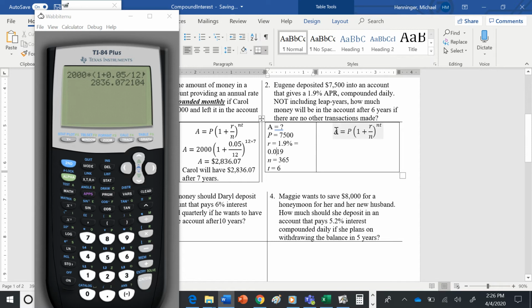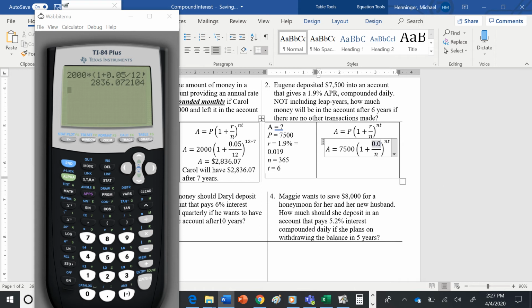Now we start out with the exact same formula. A equals P times the quantity 1 plus R over N, all raised to the NT. So I'm going to take that same formula and I'm going to Control C and Control V. So A is still what we're looking for, so that's not going to change. But the principal amount, the $7,500, that is going to change. That is his principal amount, so that's what we're going to put in. Now, the 1 is a constant, that's not going to change. R, the interest rate, that's 0.019, remember 0.019.